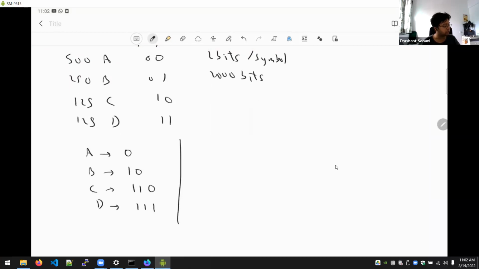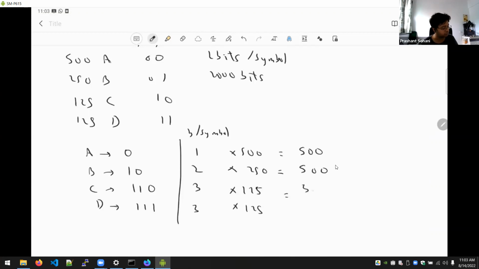Now we can compute with this scheme how many bits will be required to send. A requires only 1 bit per symbol, and there are 500 such symbols in the original file, so I require 500 bits to transmit A. B has 2 bits per symbol, and there are 250 such symbols to be sent. C and D in fact require more bits per symbol than the average, but the number of times they occur is less. So their total sum.